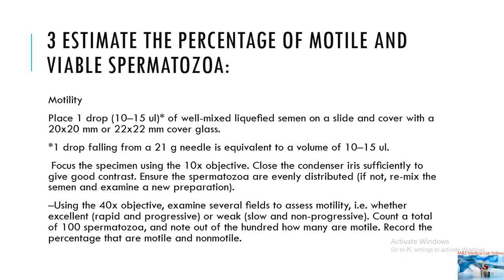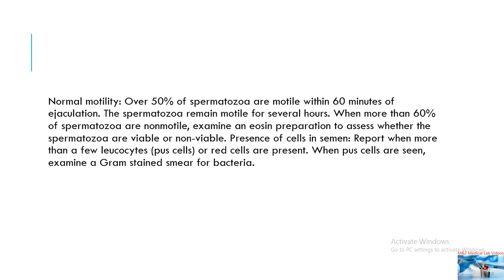Using the 40x objective, examine several fields to assess motility, that is whether excellent, rapid, and progressive, or weak, slow, and non-progressive. Count a total of 100 spermatozoa and note out of the 100 how many are motile. Record the percentage that are motile and non-motile. Normal motility: over 50% of spermatozoa are motile within 60 minutes of ejaculation. The spermatozoa remain motile for several hours.